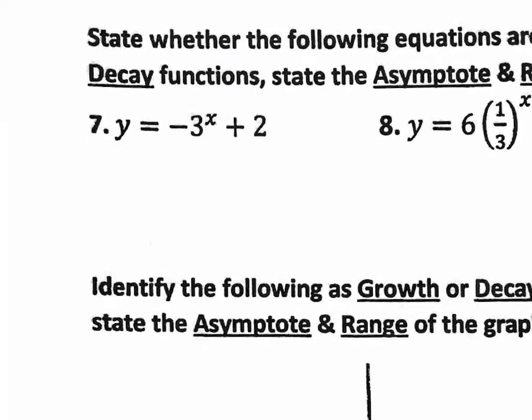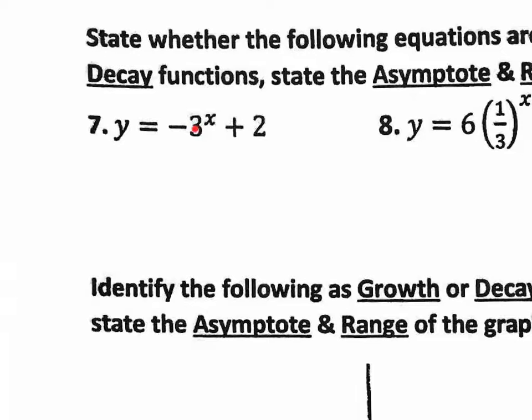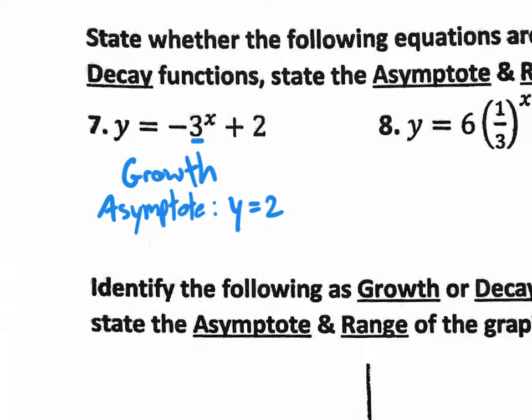Number 7, we need to state whether this is a growth function or a decay function. So it all depends on your base. So is your base less than 1? Now remember, this negative sign is part of your a value. Your base is just 3. Okay, so this base is greater than 1, so that's an exponential growth function. So the base, the b value, is actually 3. So because the b is greater than 1, it's a growth function. Okay, what about your asymptote? Y equals 2 is your asymptote. Perfect. Okay, what else is it asking for?